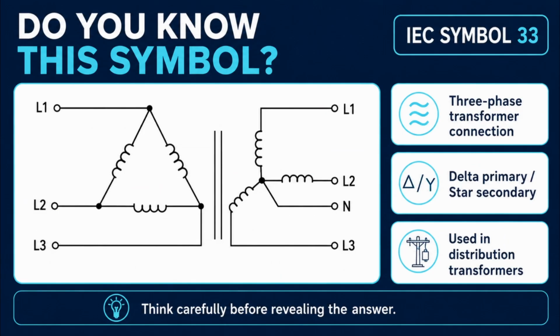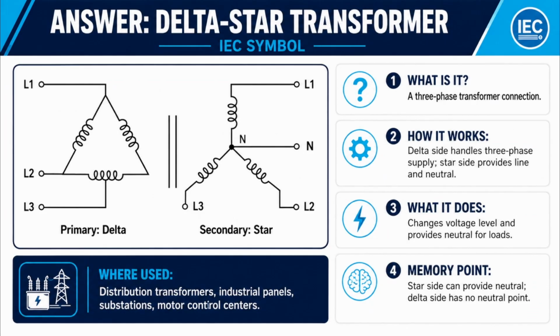Do you know what this electrical symbol represents? Here are some clues. It is a three-phase transformer connection. It uses a delta primary and star secondary, and it is commonly used in power distribution systems. The answer is a delta star transformer. The primary windings are connected in delta, while the secondary windings are connected in star. This arrangement allows the transformer to change the voltage level and also provide a neutral point on the secondary side.